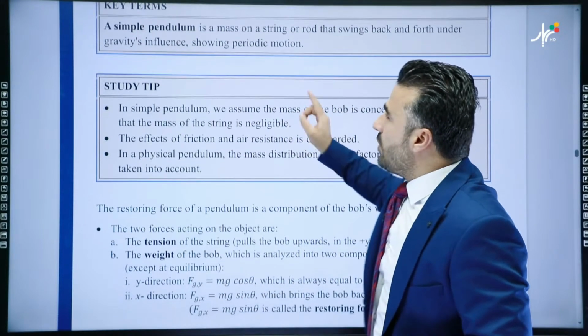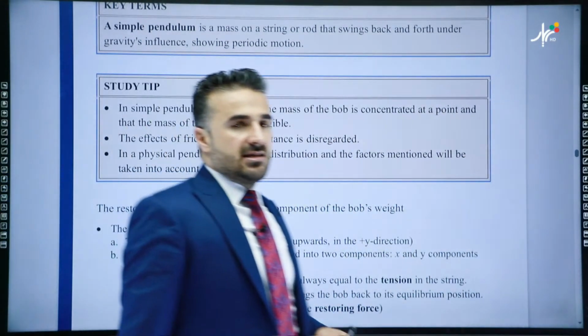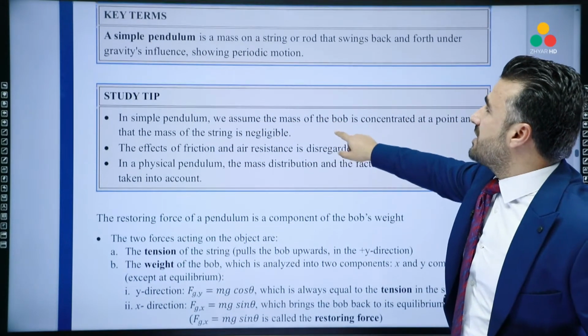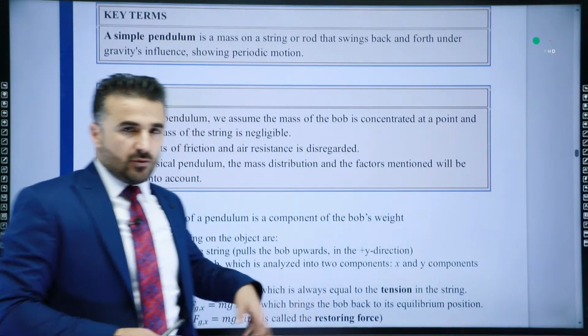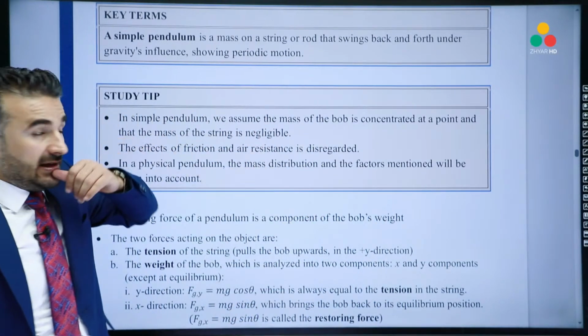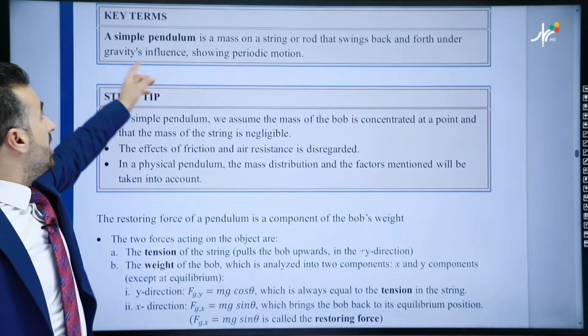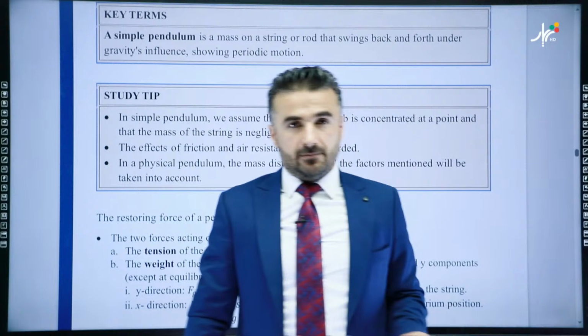But now we have a simple pendulum. What is a simple pendulum? You can say it is a mass that is attached to a string, or to a rod, that swings back and forth. Of course, there is simple harmonic motion if the angle is not that large, with the mass moving back and forth under gravity's influence, showing periodic motion.